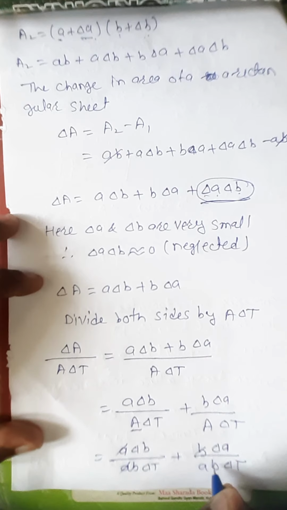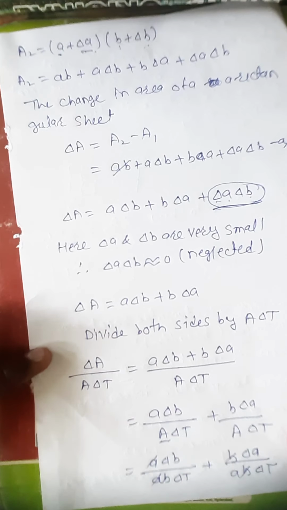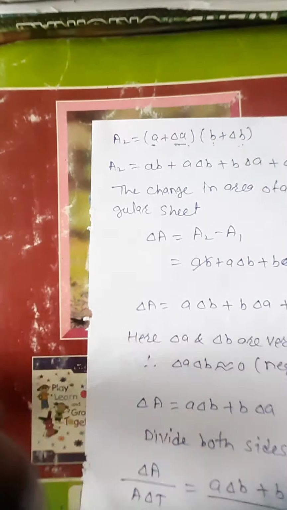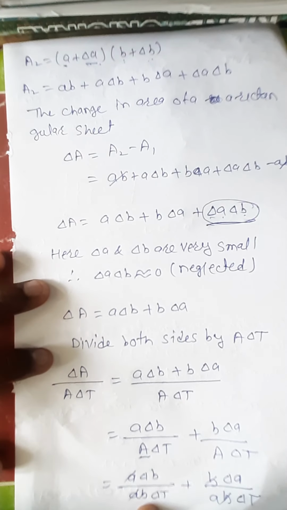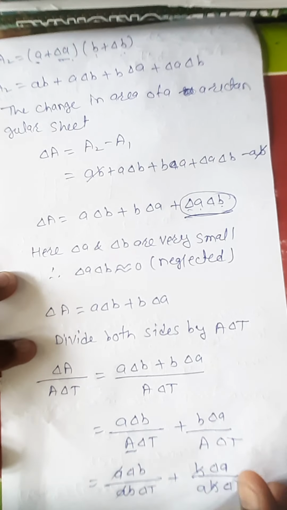Then this A cancels, this B cancels. Therefore delta A by A into delta T is equal to, what is remaining? Delta B divided by B into delta T plus, what is the remaining? Delta A divided by A into delta T.